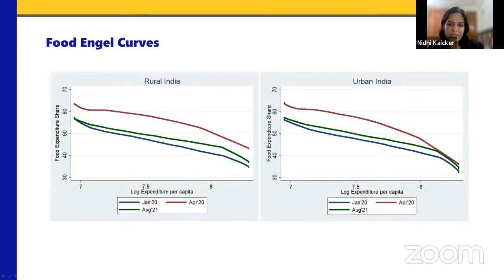There's a downward shift that we see in the Engel curves between April 2020 and August 2021 once the lockdown restrictions were removed. But the shift was again minimum for the poor and greater for the rich. And the curve remained above the pre-pandemic levels even after the more deadly second wave has subsided. In urban areas, we see a similar trend, except that the shift was much greater for the poor compared to the rich.